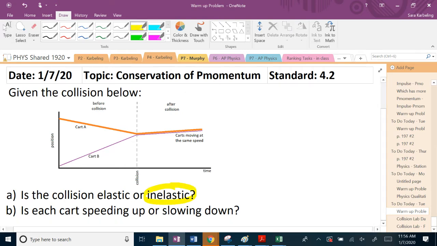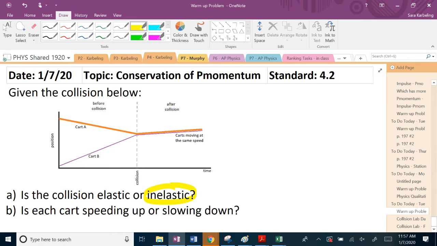I think you said they're going the same speed, right? Like the whole time? Or no, after the collision. Yes, okay. And these are the words that you have to be able to put in there, friends.